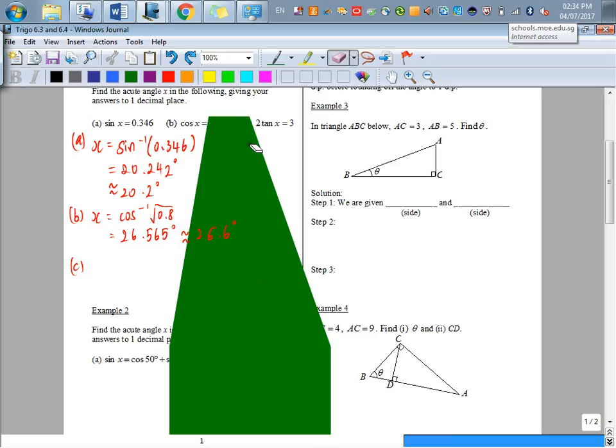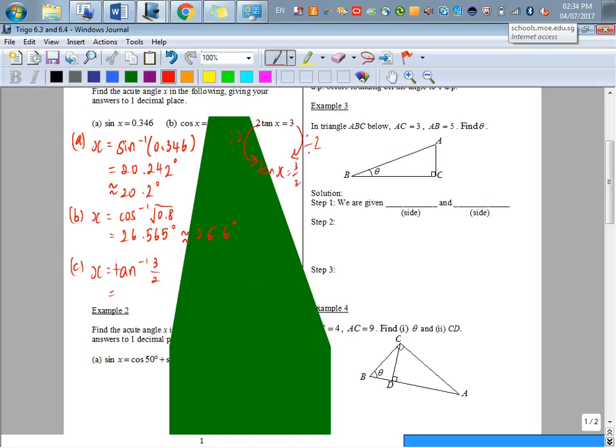Never mind. We divide by 2 on both sides. Divide by 2. Then here we also divide by 2. So we get tangent x equals 3 over 2. And now we are ready to solve this. Tangent x equals 3 over 2. That means x equals tangent inverse 3 over 2. Yeah, you can put tangent inverse 1.5 also, it's the same.